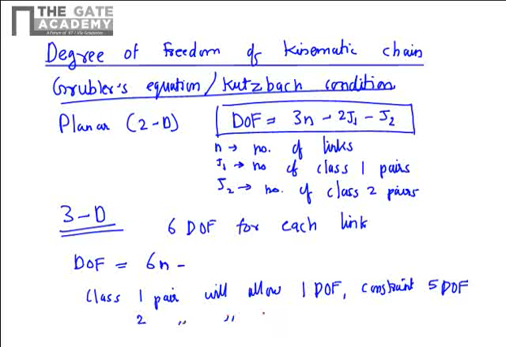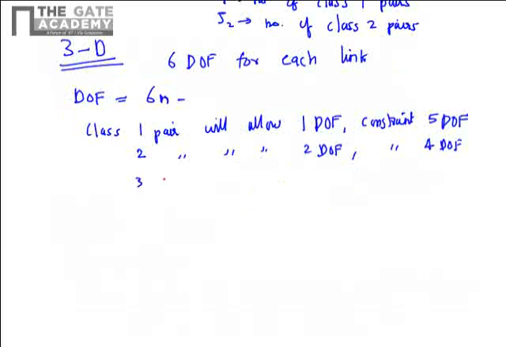Class 2 will allow 2 degrees of freedom and constrain 4 degrees of freedom. Similarly, class 3, 4, 5, etc. So, a class 1 pair will remove 5 degrees of freedom. So, we have to remove 5 times the number of class 1 pairs. Similarly, 4 times the number of class 2 pairs, 3 times the number of class 3 pairs, 2 times class 4 pairs, and 1 times class 5 pairs.